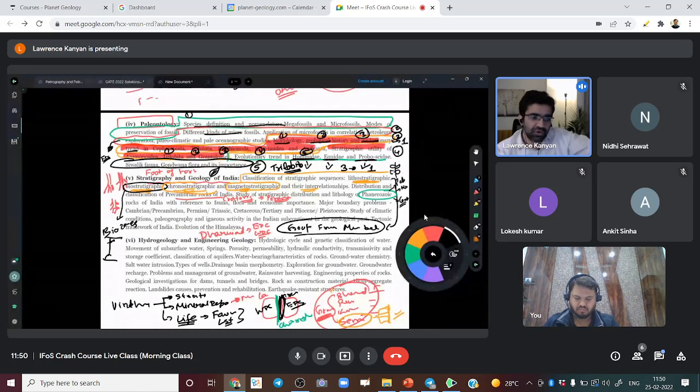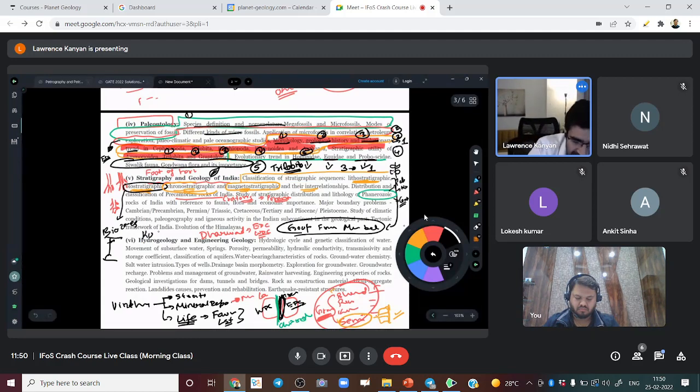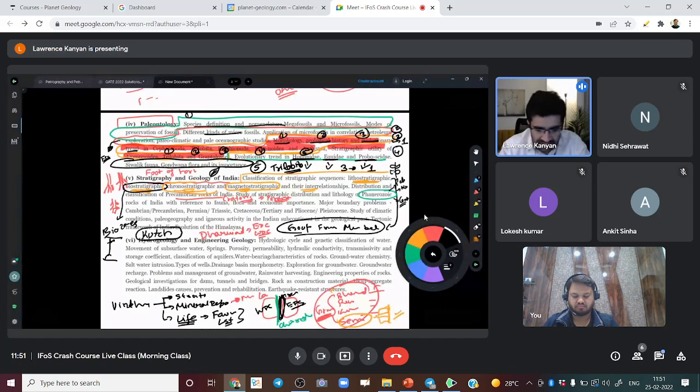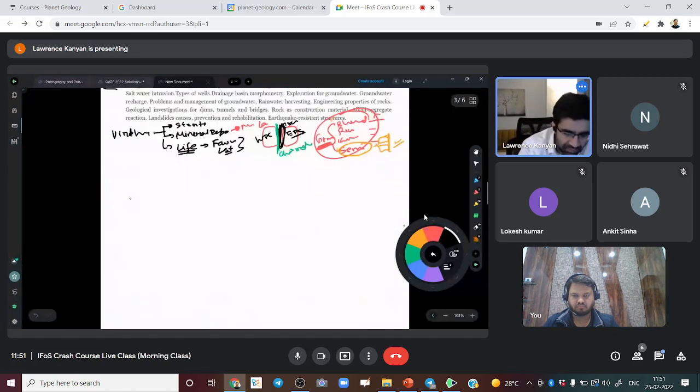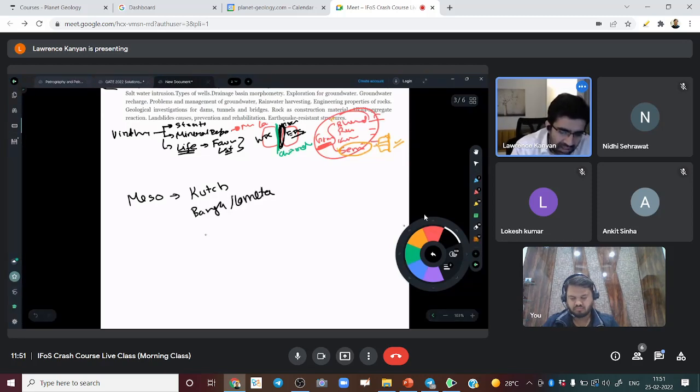Then you come to Mesozoic. In Mesozoic, the most important topic they can ask you about is Kutch, Jurassic. Okay, it is very frequently asked. So you remember Kutch, and the other one, let me write, Bagh. So Mesozoic: Kutch stratigraphy, Bagh, and Lameta beds. Okay, so these are the most important ones.